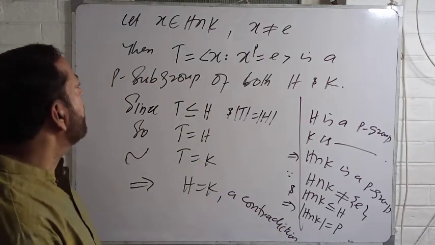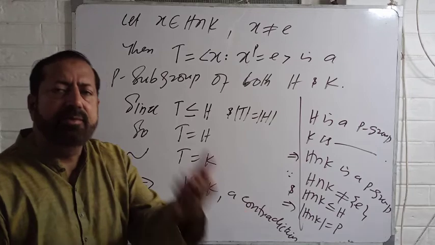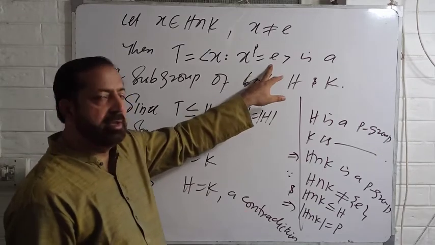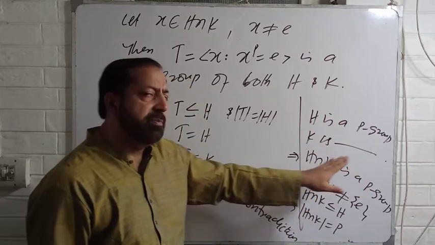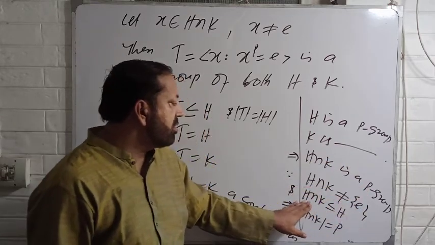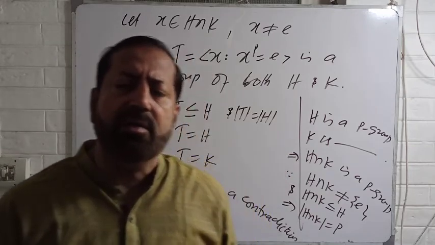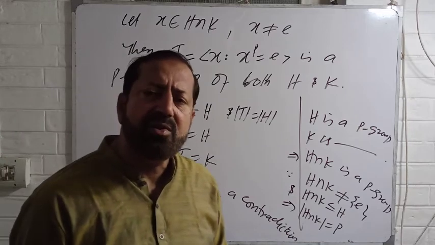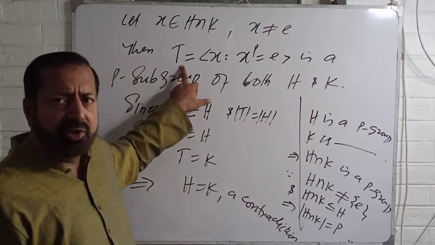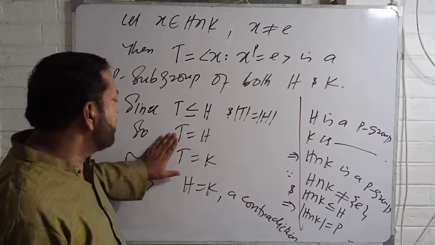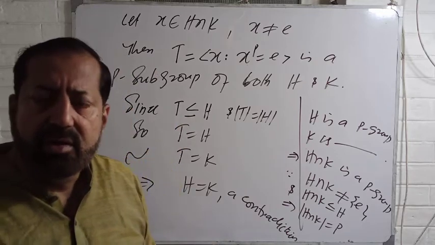Look at here. If x is not equal to e, then of course you can find the subgroup generated by x, and it must be true that x to the power p is equal to e, because this is a subgroup of a p-group. H is a p-group, K is a p-group, so their intersection is a p-group, and if this intersection is not equal to e, it is a subgroup, so its order must be equal to p, because by Lagrange's theorem the order of a subgroup is a divisor of the order of the finite group G. So that's why the order of H intersection K must be equal to p if it is not 1. That's why this subgroup generated by x must coincide with H and also with K. From here, H is equal to K. But you have taken H is not equal to K.